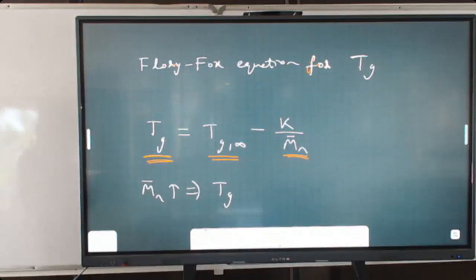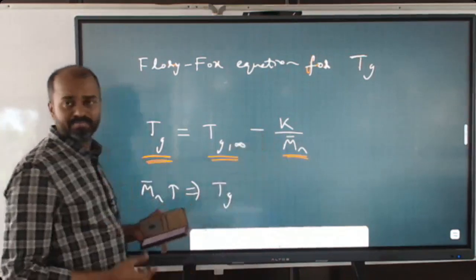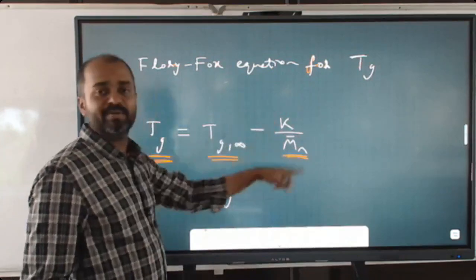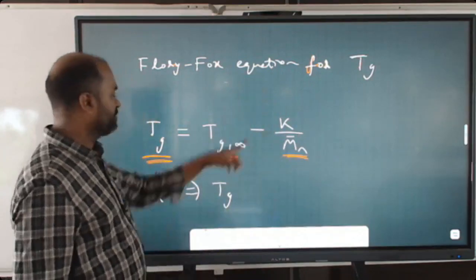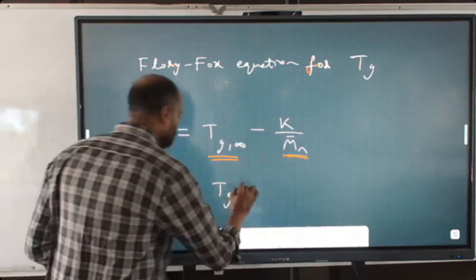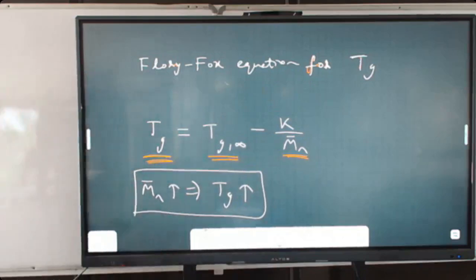According to this equation, if Mn increases, Tg also increases. Because Mn is in the denominator, but the term is negative. If Mn increases, the value of this negative quantity decreases. If the value of the negative quantity decreases, Tg increases. If Mn increases, Tg also will increase. If plasticizer is added, then Tg will decrease.